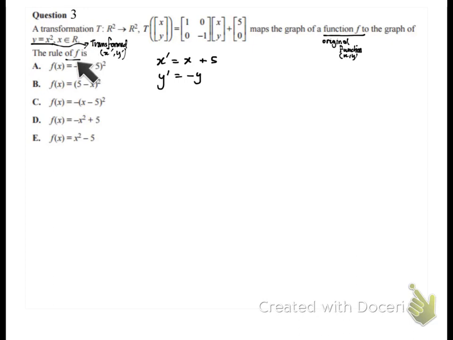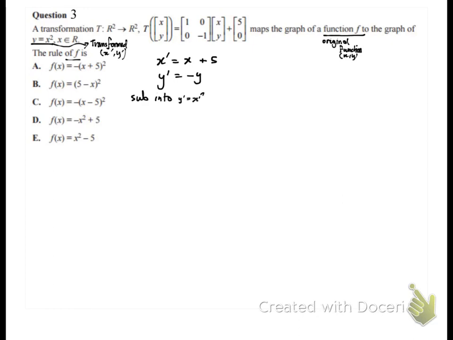Let's figure out what is the original function. So firstly, if we apply the matrix multiplication, we get our linear equations. Now, to work out the original function, we're going to substitute these straight away into the transformed function, because the rules are arranged in a way to make the x dash and the y dash the subject, which is going to replace the x dash and the y dash in the transformed function, and have a rule in terms of the original x and y.